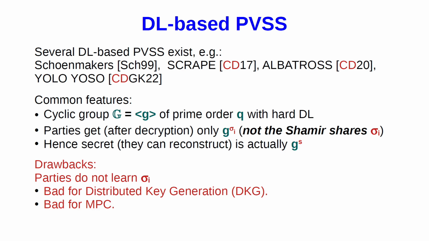Now, here I'm talking about distributed key generation for discrete log-based schemes. I will explain this further in the next slide. But also, it's not good for MPC in more general settings. So, when I talk about this distributed key generation, how would learning sigma_i instead of g to the sigma_i help?